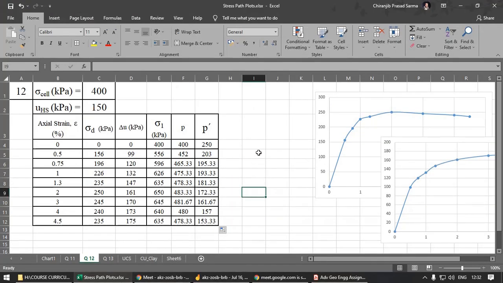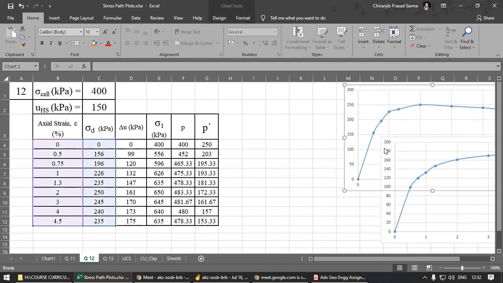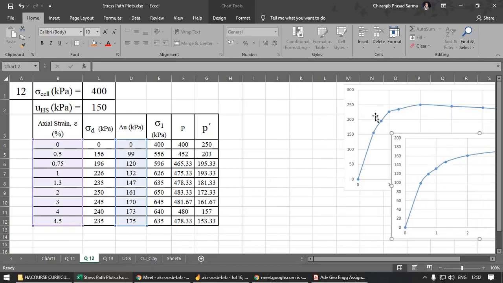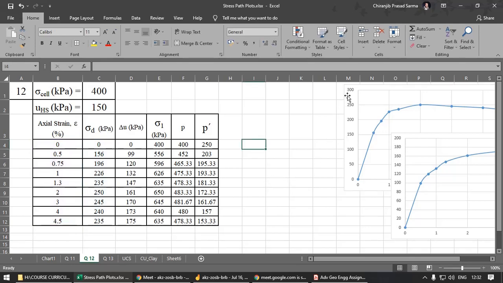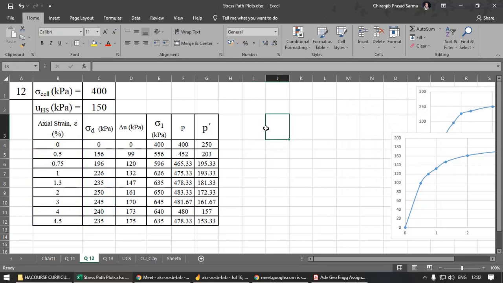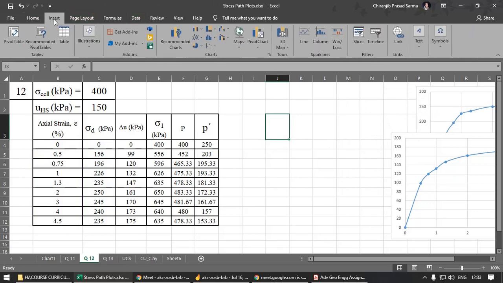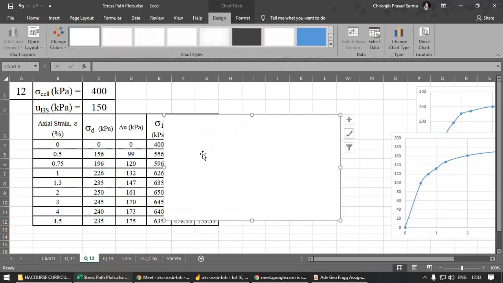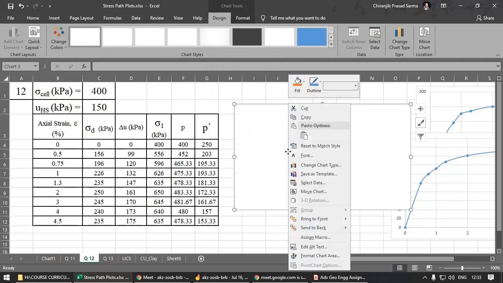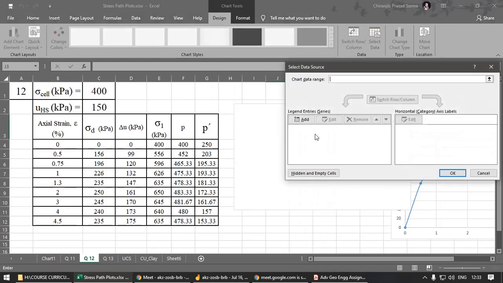Now what I will do, I will plot it. These two plots are there already. This is pore water pressure versus strain, and this is the deviatoric stress. Now we are going to insert one more and plot the stress path. First of all, select data and add.